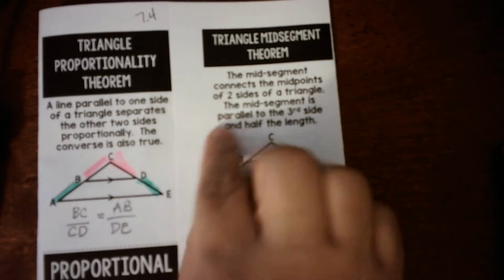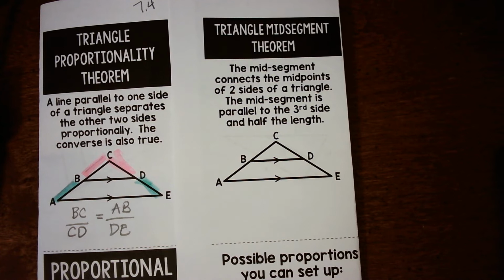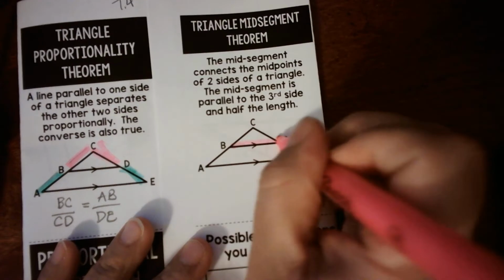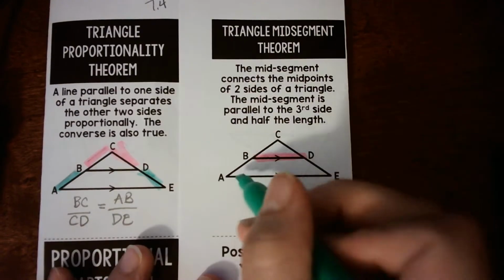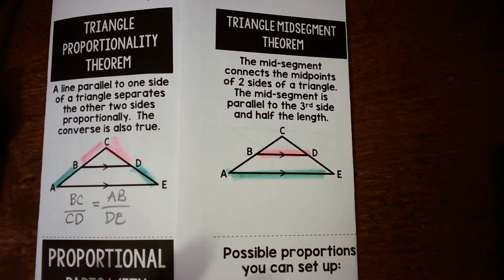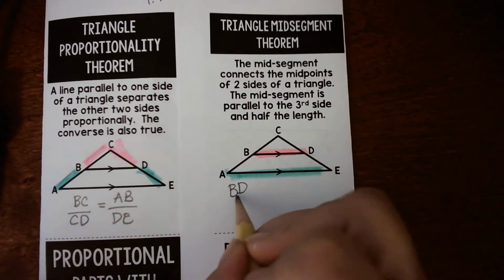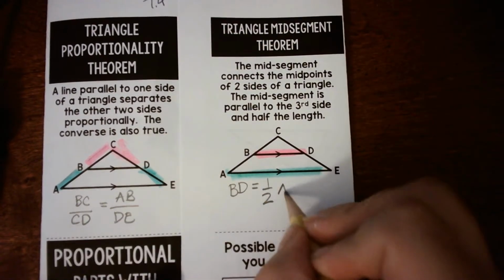The other theorem that we need to know is the triangle mid-segment theorem. The mid-segment connects the two endpoints of two sides of a triangle. The midpoint segment is parallel to the third side and is half of the length. So what does that mean? That means that this is half of this. So we write BD is equal to 1/2 of AE.